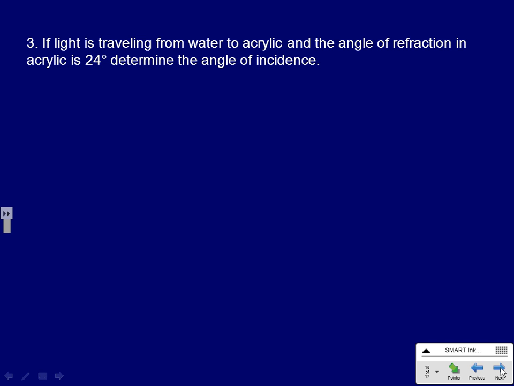Again, for those of you at the back, if light is traveling from water to acrylic and the angle of refraction in the acrylic is 24 degrees, determine the angle of incidence.